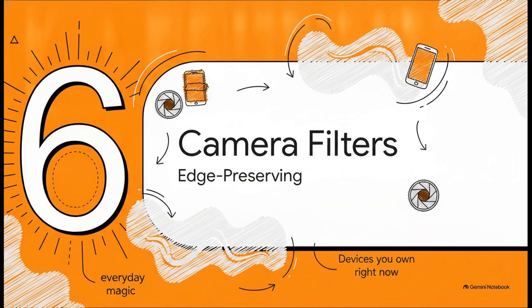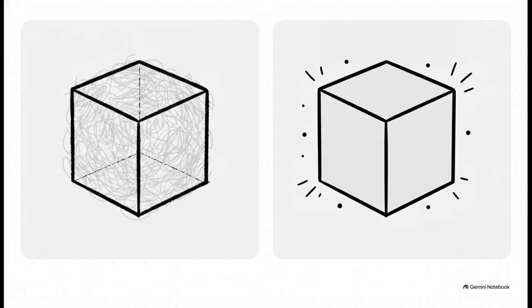Section 6. Real-world camera filters. All right, let's bring all this together for the grand finale and look at how this math creates everyday magic in the devices you're probably holding right now. The problem with that basic mean averaging filter we just looked at is that, honestly, it's a bit too dumb. It blurs everything, including the very edges we just spent all this time trying to find. It has terrible edge preservation. It ruins the sharpness of the photo.